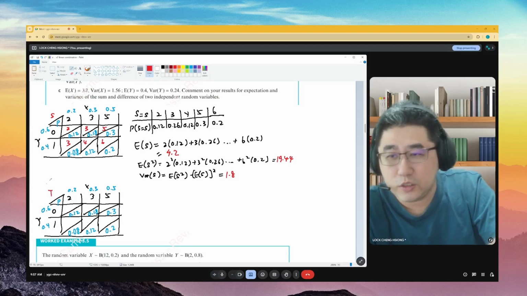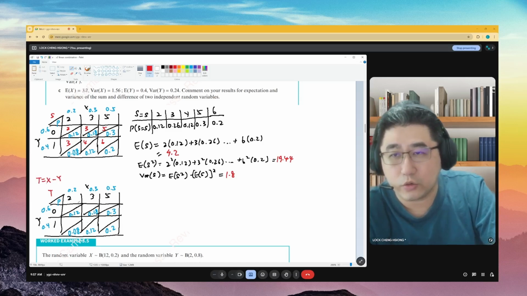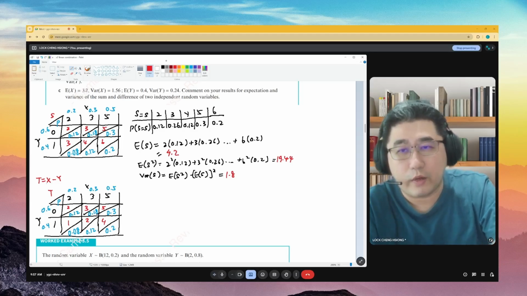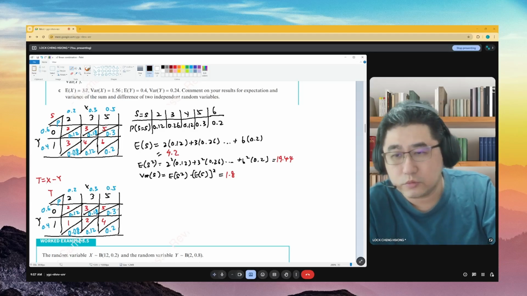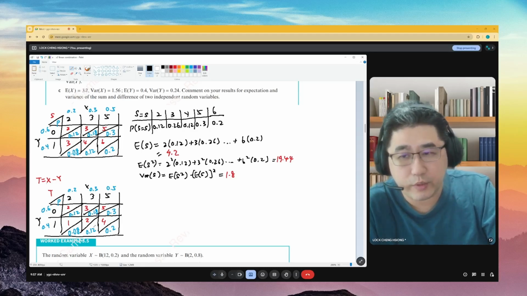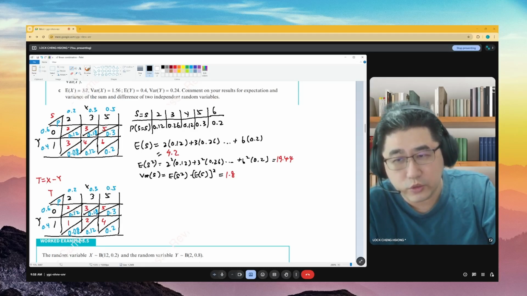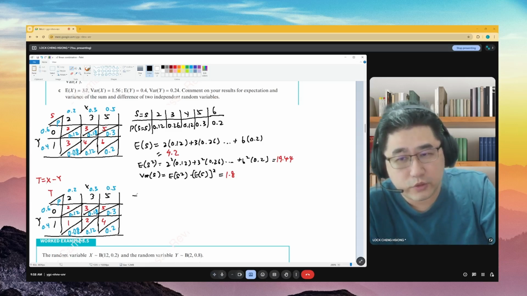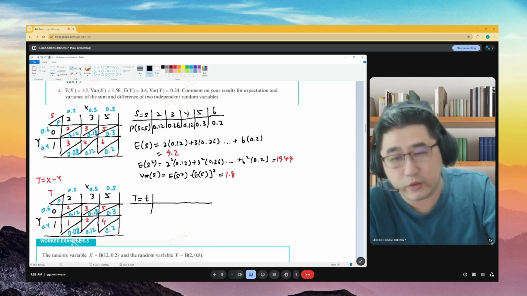Okay, so t equals x minus y according to the question. So 2 minus 0 remains 2, 3 minus 0 is 3, 5 minus 0 is 5. Then 2 minus 1 is 1, 3 minus 1 is 2, 5 minus 1 is 4. Now I will have a new table. Why didn't I erase and change the probability? Because this 0.212 is still from the same box, x equals 2, y equals 0. Therefore, the probability is not changing here. But of course, in the end, the final distribution table for t will be different from s.